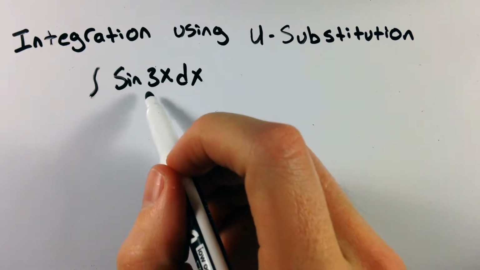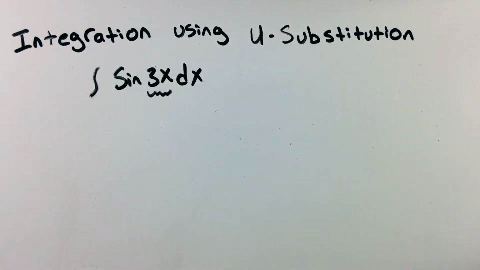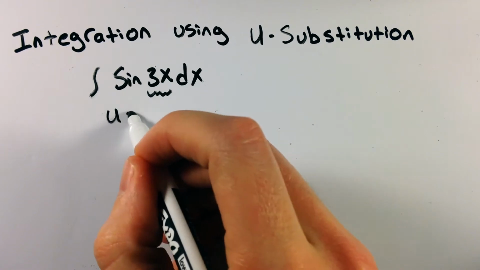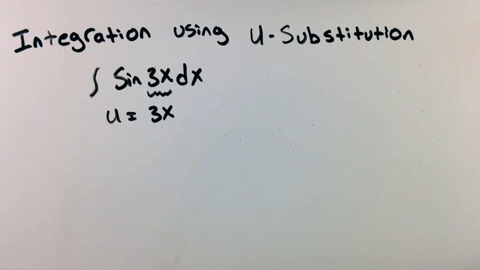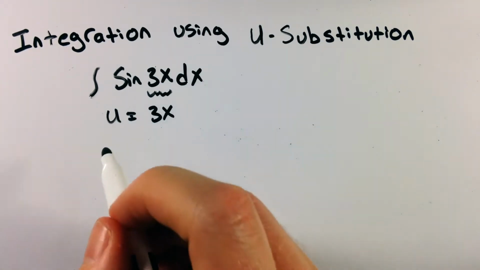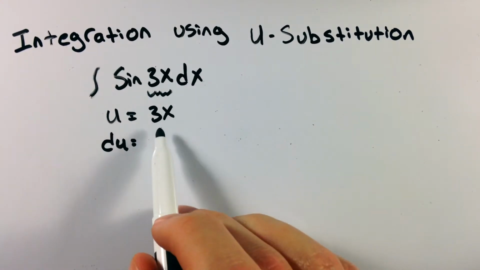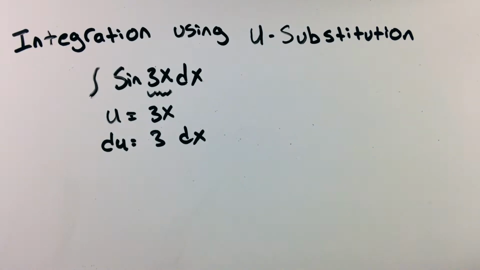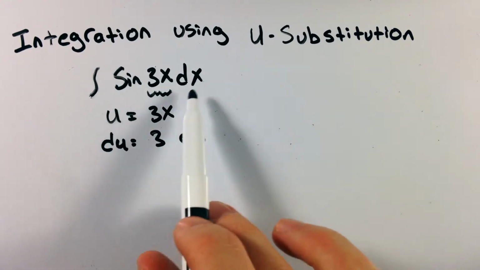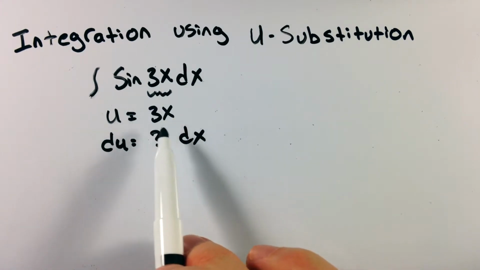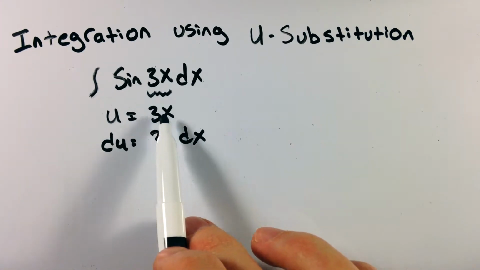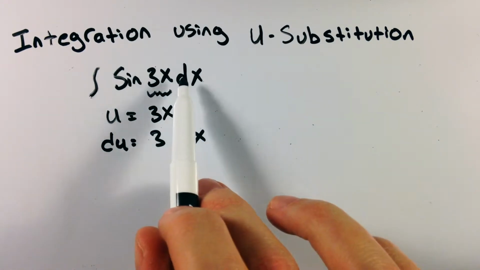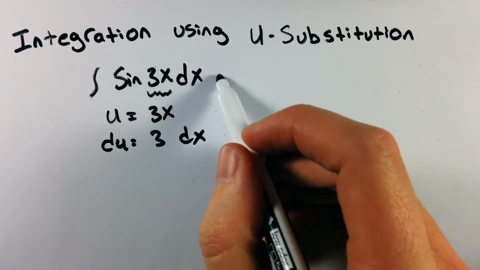Well, the complicated part is that 3x. So I'm going to take that 3x and set it equal to the variable u. And then I'm going to take the derivative of u. So the derivative of 3x is just 3dx. I now try to see if I can somehow write my original integral in terms of u. So I have that 3x inside, that's an easy substitution, but I need to end with a 3 times dx, and I just have a dx there.